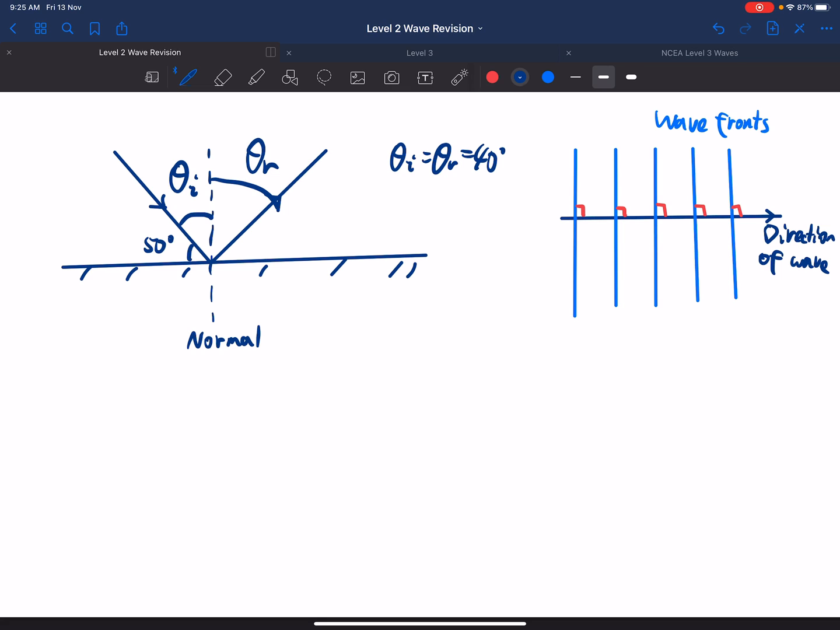Sometimes you will have a question like this. Exactly the same question, but instead of asking you to draw the light rays, they might ask you to draw the wavefront. If they ask you to draw the wavefront, you'll have to draw it like that. Say that is a wave coming in, and then it reflects. It needs to go that way, 90 degrees to this one, 90 degrees to that one.